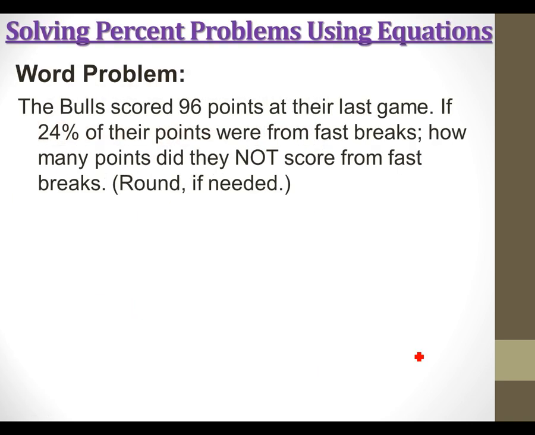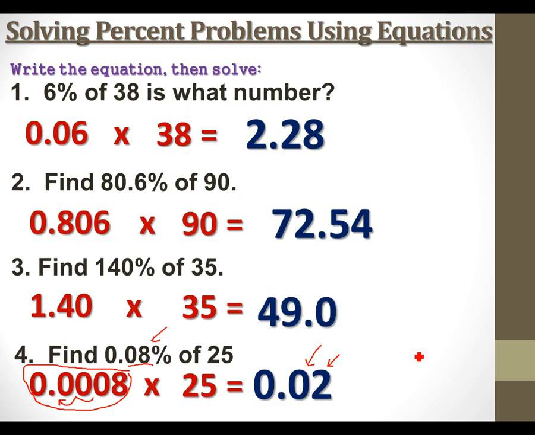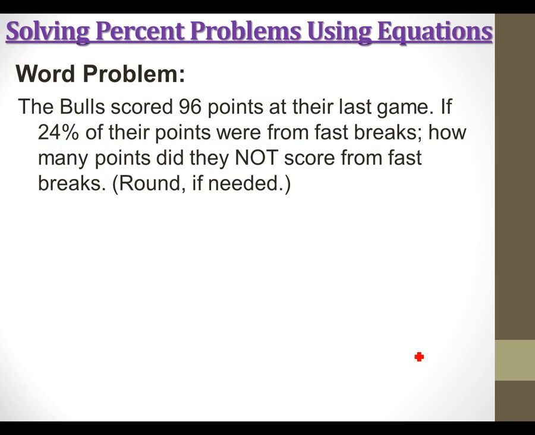Okay, now let's go ahead and finish up with a word problem. Now not all problems are going to be written like this, where it says find 140% of 35. Some problems you have to figure out on your own, and you have to set them up. So here's a problem. It says the Bulls scored 96 points at their last game. If 24% of their points were from fast breaks, how many points did they not score from fast breaks? And I have on there round if needed.